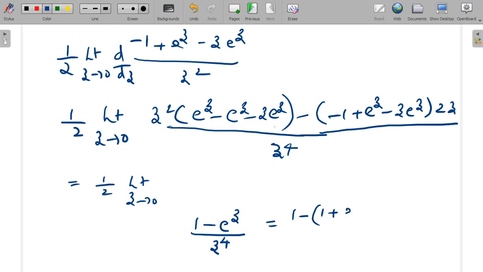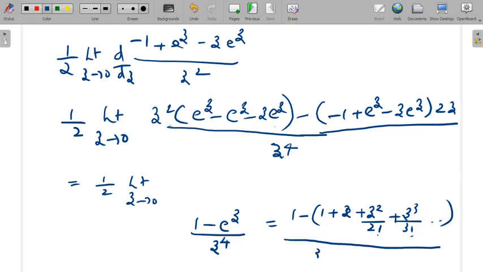And you can write this as 1 plus z plus z square by 2 factorial plus z cube by 3 factorial, etc. This divided by z raised to 4. 1 and 1 cancels, and we get the series as minus z by z raised to 4, that is minus 1 by z cube, then minus z square by 2 factorial, so minus 1 by 2 factorial z square, then our important term minus z cube by z raised to 4, so minus 1 by 3 factorial z, etc. And I just need this term to write the residue.